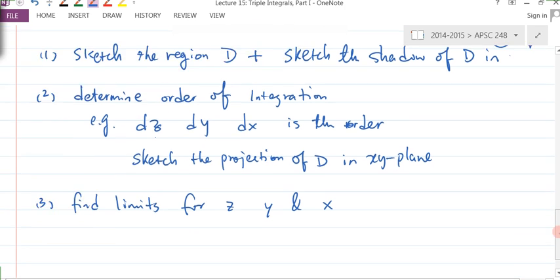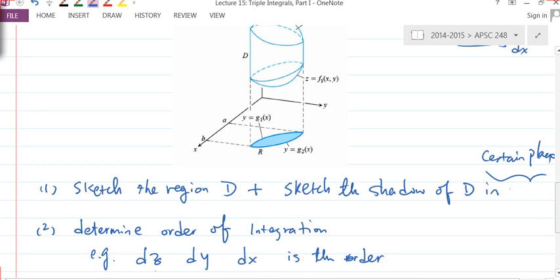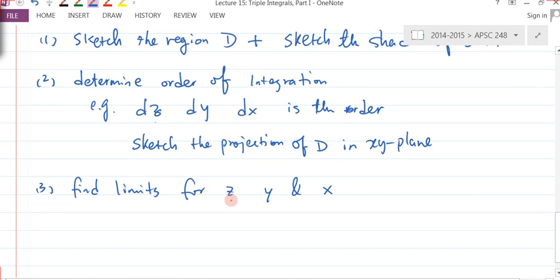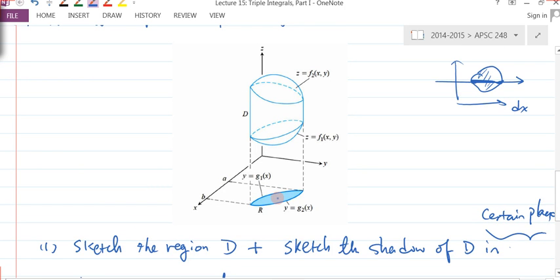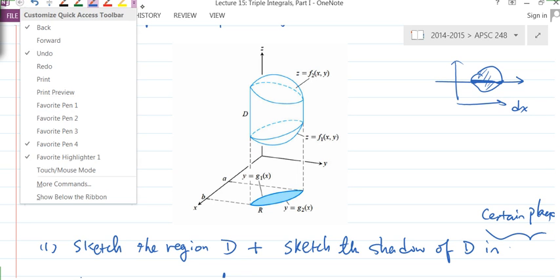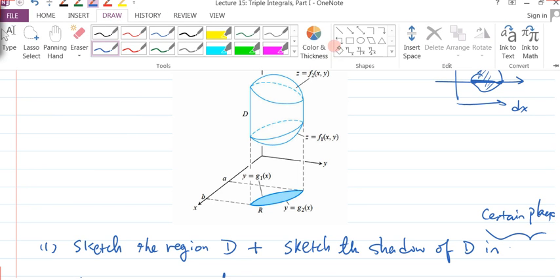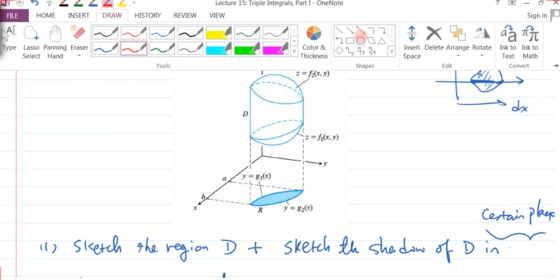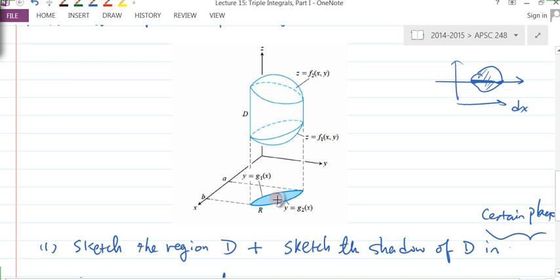So this is what happens, just for example: maybe draw the D here, and then we project that into the xy plane. We get this region, the so-called region R, representing this shadow. Then to determine the limits of z, what you do is start from this region R, the shadow, and pick any point. Pick any point, and where do we go?